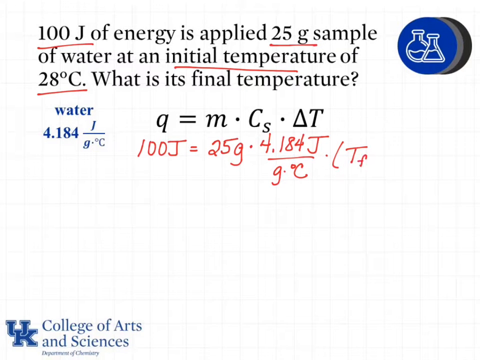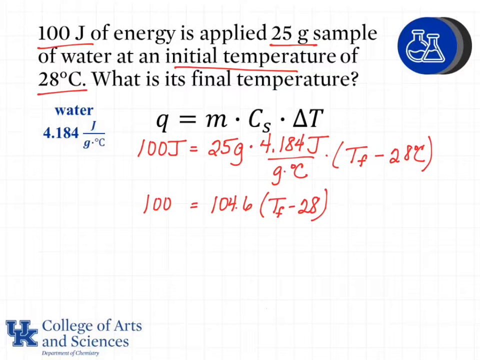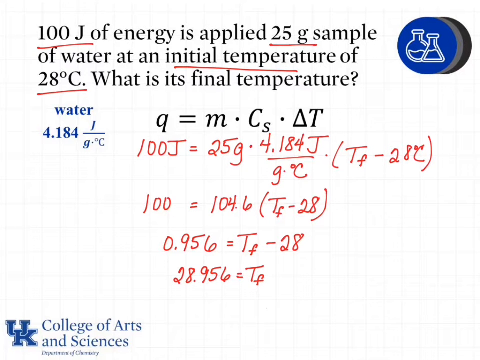and then we have Tf minus 28 degrees Celsius. Notice that we changed the delta T to Tf minus Ti because we know one of the temperatures but not both. Now we can multiply the 25 times 4.184 and get 104.6 times our Tf minus 28. I'm then going to divide both sides by 104.6 and we get 0.956 equal to Tf minus 28. We add 28 to both sides and get 28.956. Rounding for sig figs, we get 29 degrees Celsius equals the final temperature.